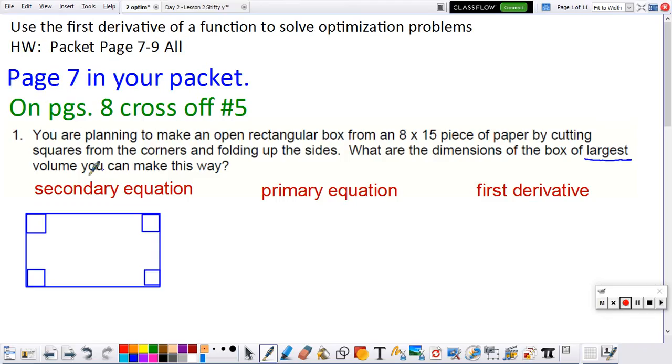I know that my final equation, what I'm taking the first derivative of, my primary equation needs to be a volume equation. So it's going to be volume equals length times width times height. All right, so now my secondary equation is going to deal with this whole setup. So I've got squares that I'm cutting off. We'll call those x.